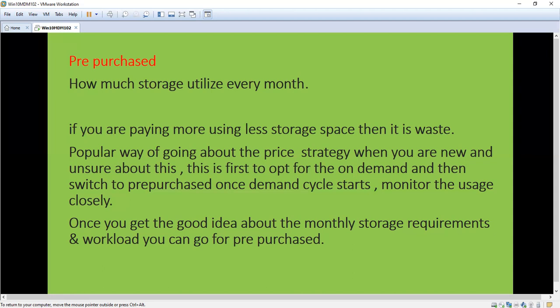So there are two plans available. One is on demand, another one is pre-purchase. This is about the storage cost of Snowflake.